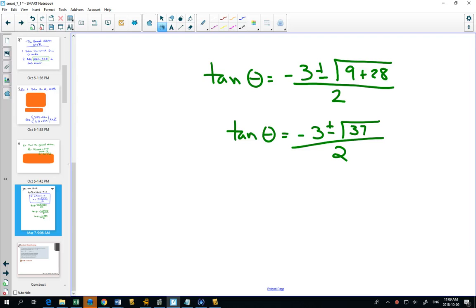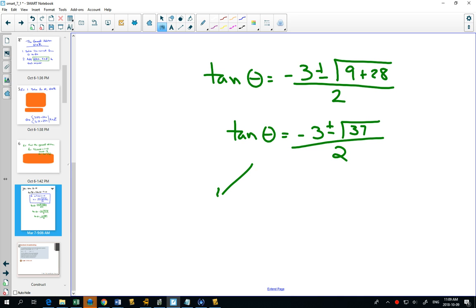Does anybody recognize negative 3 plus root 37 over 2 as something that was on your unit circle? Wow, then you'd have made your unit circle incorrectly. No, this is not on our unit circle.